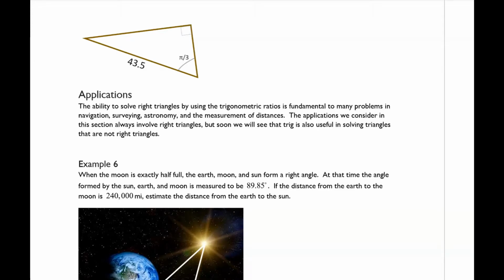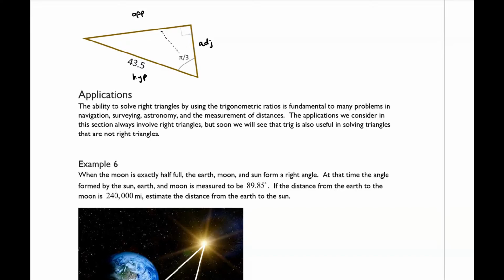All right, so we have a right triangle with an interior angle of pi over 3 and a hypotenuse length of 43.5. So we want to figure out this length here, which is opposite to pi over 3, and then this length, which is adjacent. So I'm going to create a trig statement.